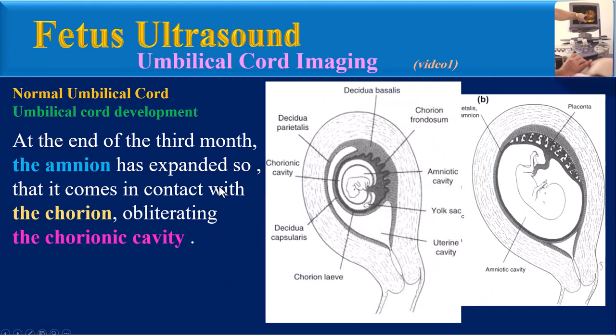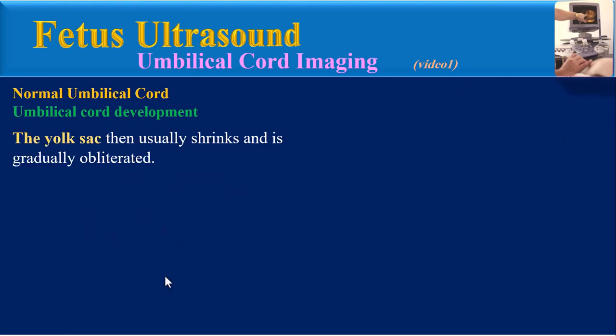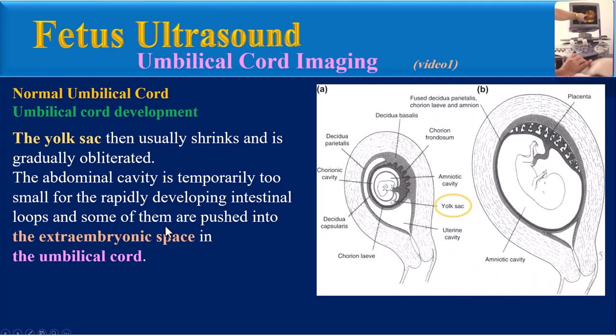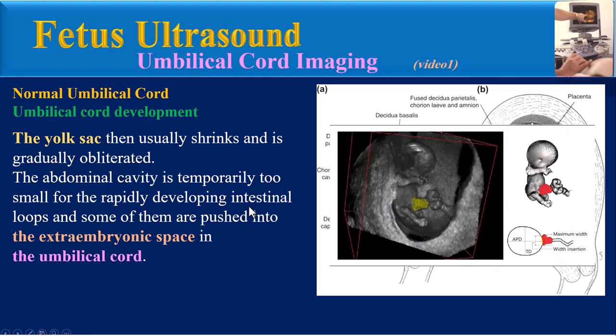At the end of the 3rd month, the amnion has expanded so that it comes in contact with the chorion, obliterating the chorionic cavity. As you can see, at the end of the 3rd month, the chorionic cavity disappeared. The yolk sac then usually shrinks and is gradually obliterated. The abdominal cavity is temporarily too small for the rapidly developing intestinal loops, and some of them are pushed into the extra-embryonic space in the umbilical cord.